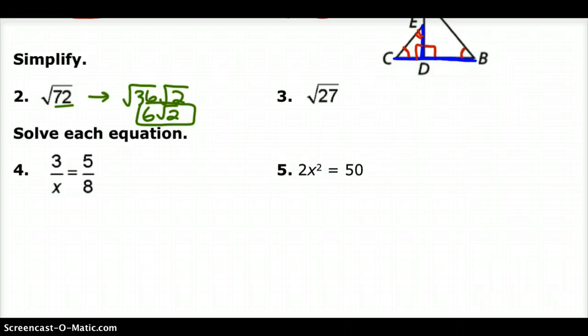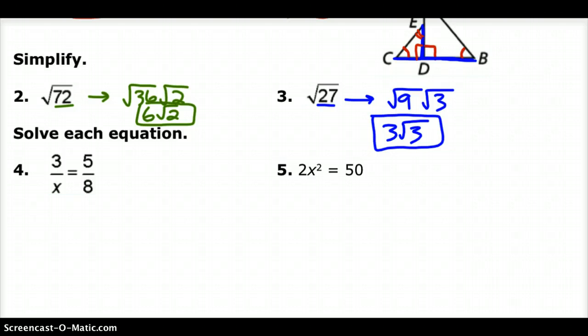Okay, looking over at radical 27. Again, I'm looking for perfect square factors of this number 27. I know that 9 is a factor, so 9 times 3 is 27, so I can just write it like this, radical 9, radical 3. Noticing again that I put the perfect square on the left, and now I can simplify this to 3 radical 3 for my final answer.